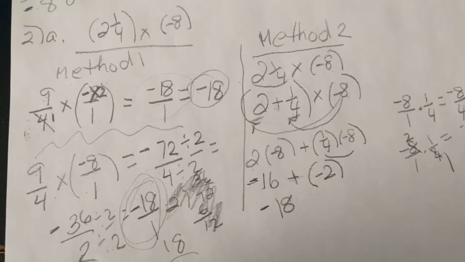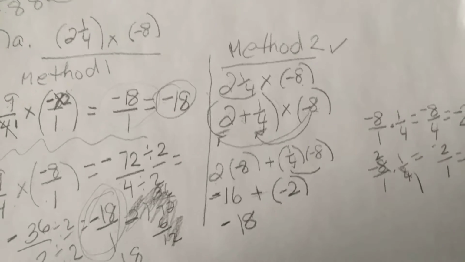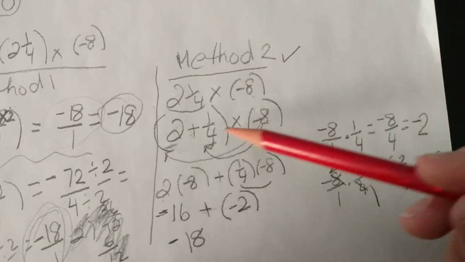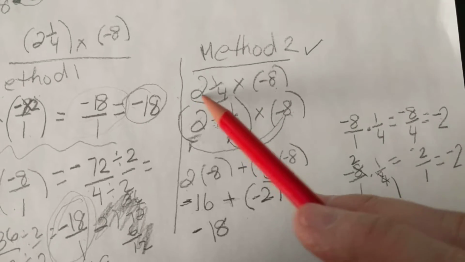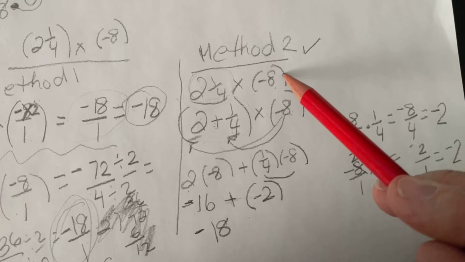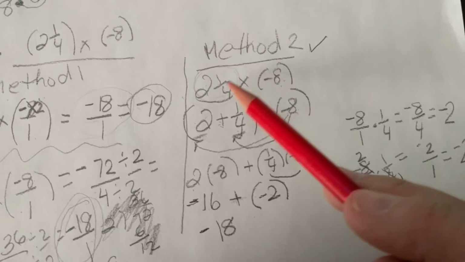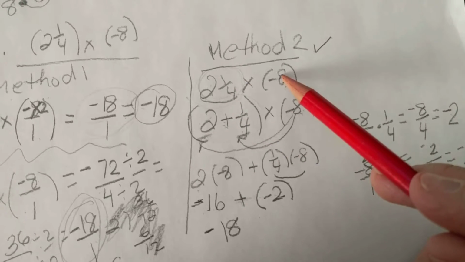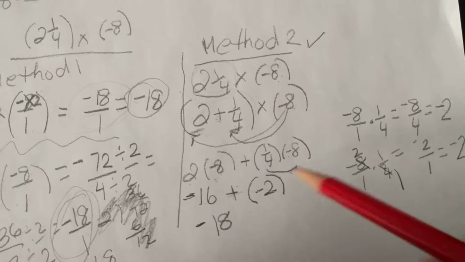I'm just here to show you the different methods. Personally, I think method 2 is the easiest way. But some of you are like, well, what the heck's going on in here? I took each part of the fraction, and instead of multiplying the whole thing at one time by negative 8, I took the 2, times it to negative 8. I took the 1/4, times it to negative 8, and then added those two products together. That's what I did there. So that was A.